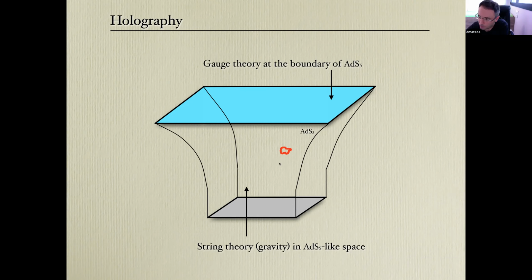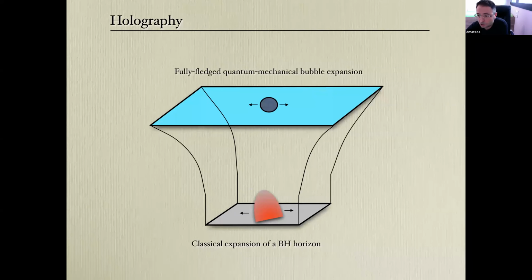Okay, so for practical purposes, during this talk, this is an equivalence between some fully quantum mechanical non-Abelian gauge theory in 4 dimensions and classical gravity in 5 dimensions. So this means that in particular, if you nucleate a bubble, all the subsequent fully fledged quantum mechanical bubble expansion, all the dynamics involved in the bubble and the medium surrounding it, etc., all of that is captured by some classical gravitational theory in 5 dimensions. And in fact, the expansion of the bubble corresponds in that classical theory to the expansion of some black hole horizon.